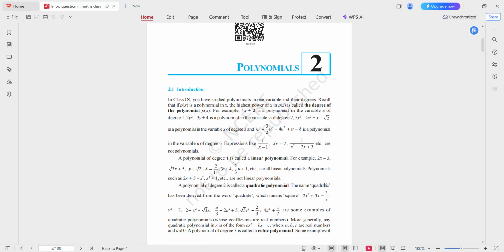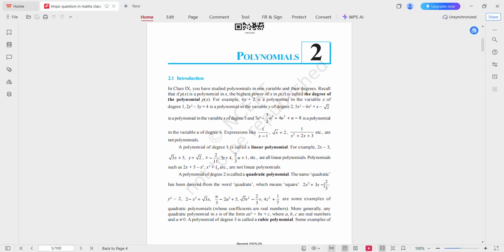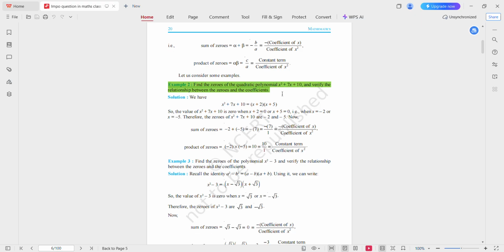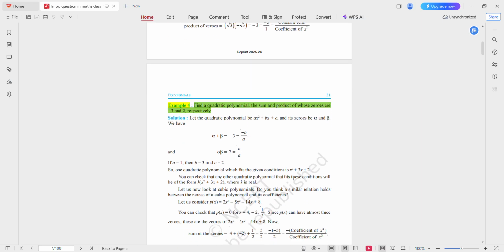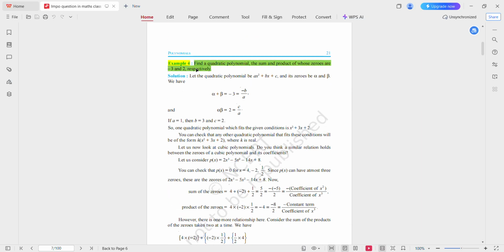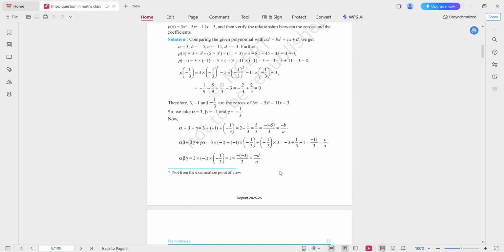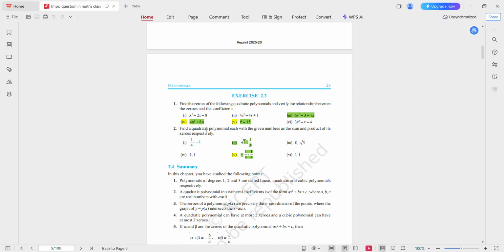Let's check the important questions for polynomials. Example 2 is very much important, and example 4 is a very highly important question. I have checked multiple question papers while analyzing, and these questions repeated multiple times. So I have marked them as yellow, as you need to practice them very well to score high marks. You shouldn't skip these questions which I marked in yellow.